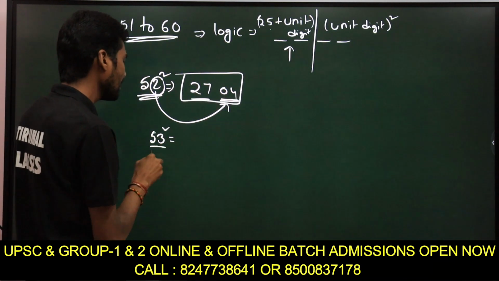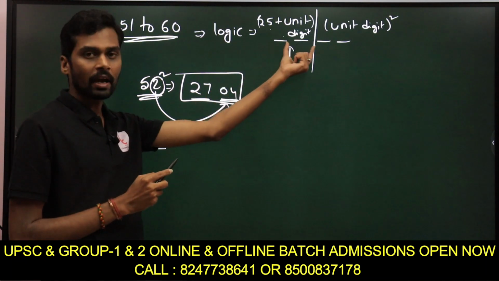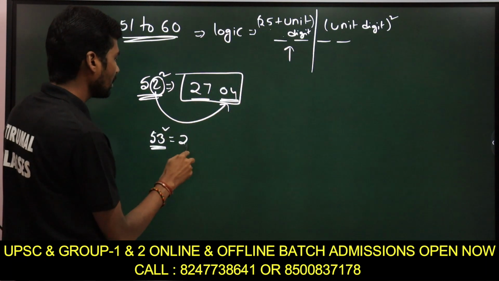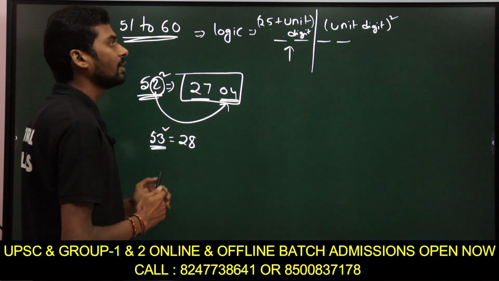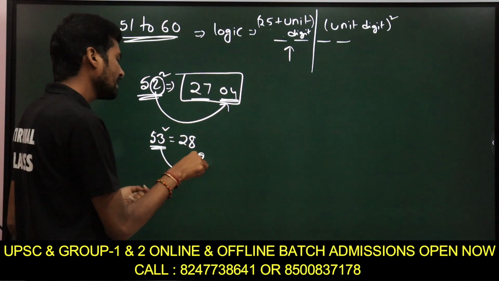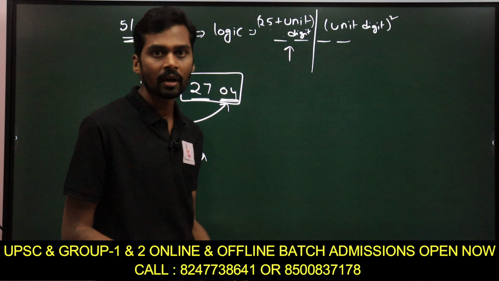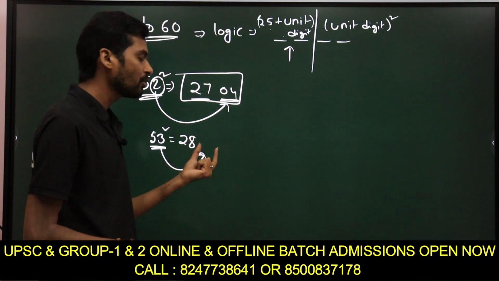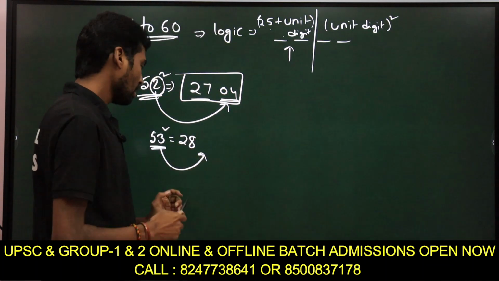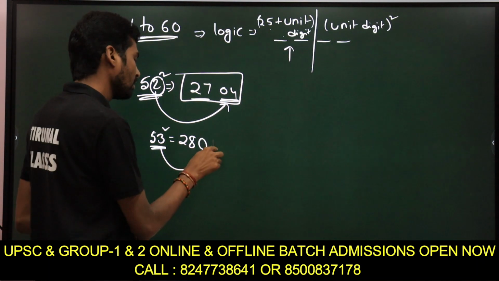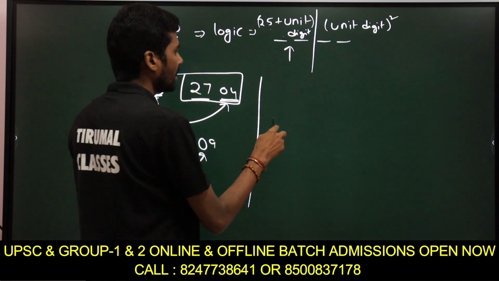Let's take 53 square. Again 25 plus unit digit, so 28. And the next 2 digits? Unit digit directly squared. 3 square means 9. But we should have 2 digits, since we have 9 only, we should write it as 09. Let's take another number.